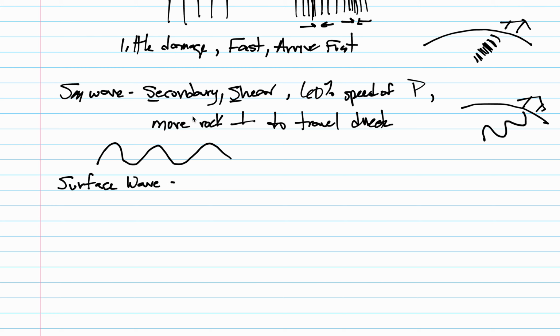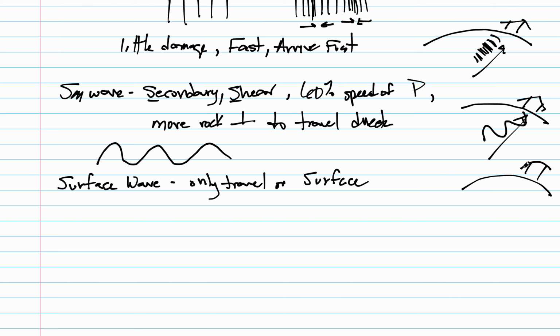I want to just group them together. These are waves that only travel on Earth's surface. Notice in the previous two drawings of our house, the waves were coming from below. But that is not how a surface wave moves. Here's our house. Surface waves only move on the Earth's surface, and they can move like a snake back and forth, or they can move like a rolling ocean wave.